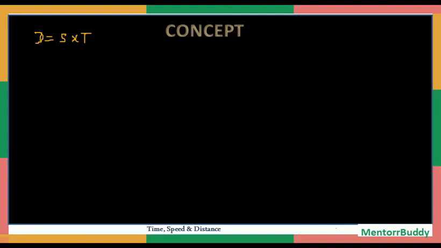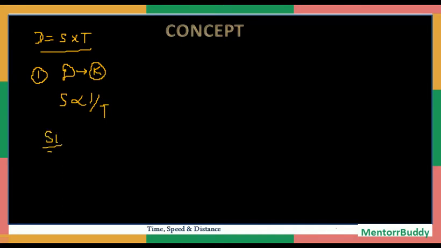And one important concept which we need to understand in this case, that is first case, if distance is constant then speed will be inversely proportional to the time. So in that case S1 by S2 will be equal to T2 by T1. These will be the forms which will be helpful in the coming question.